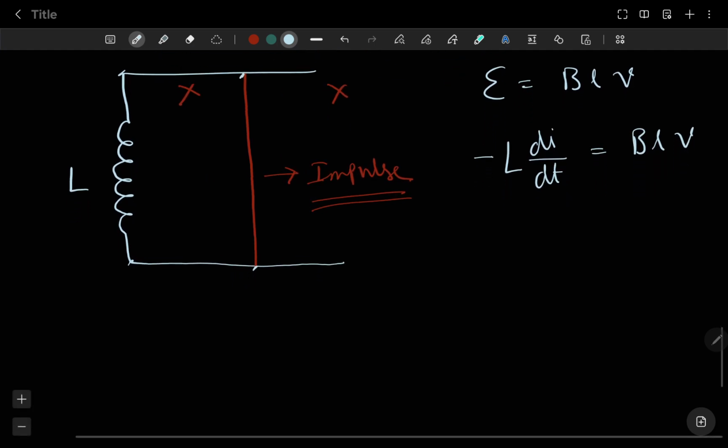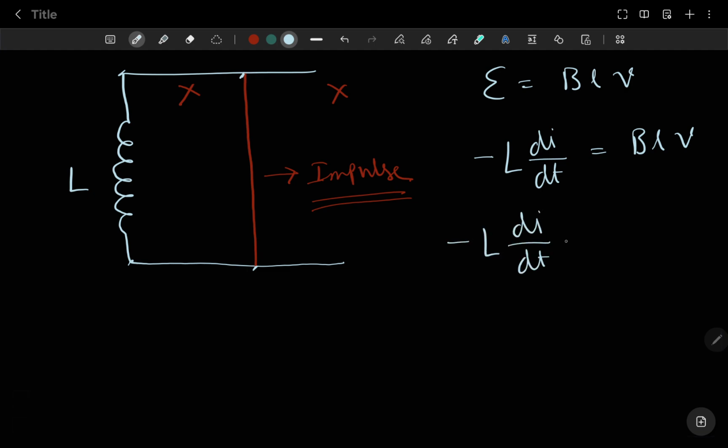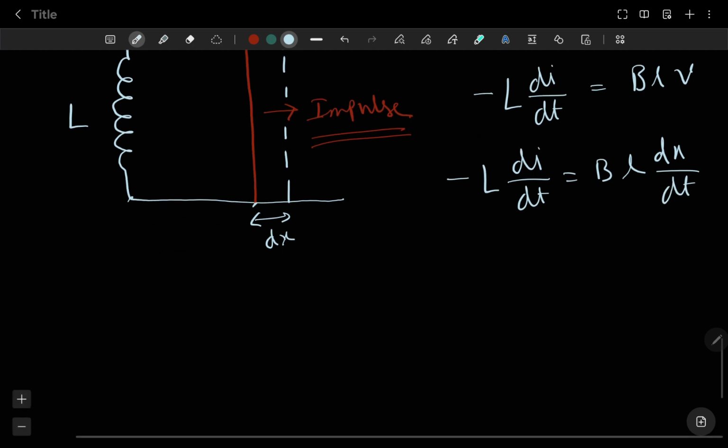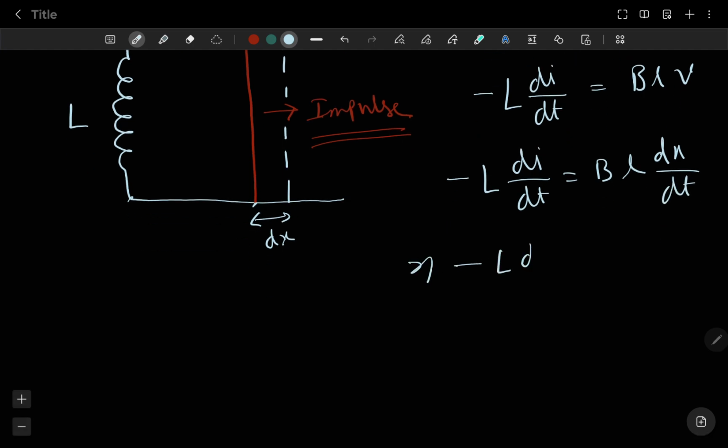Alright, now you tell me minus L di/dt. Now what is V? Suppose this rod is displaced by an amount dx. Okay, so in time dt the instantaneous velocity is dx by dt. So it would become minus L di is BL dx, right?